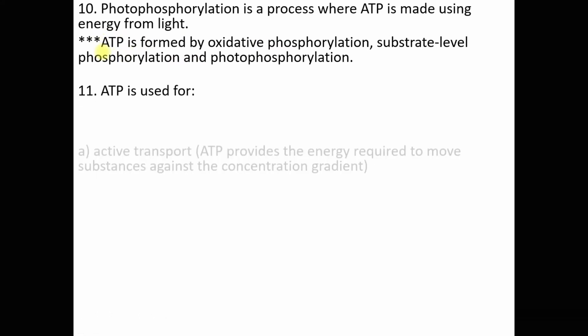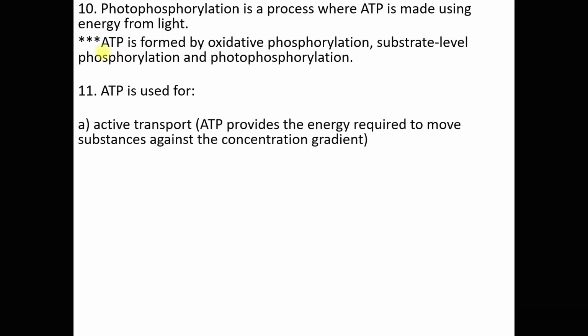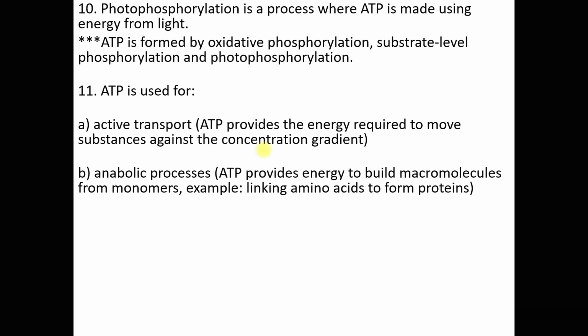Now, ATP is used for active transport, where the ATP provides the energy required to move substances against the concentration gradient. And then ATP is also used for anabolic processes, where ATP provides energy to build macromolecules from monomers. Example is the linking of amino acids to form proteins.